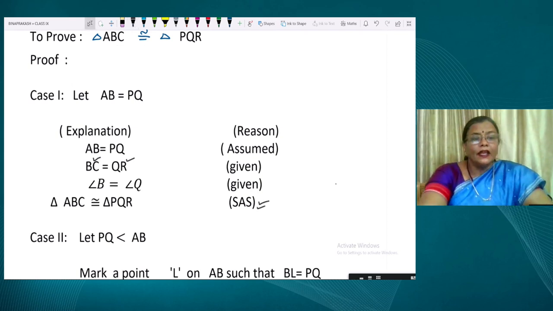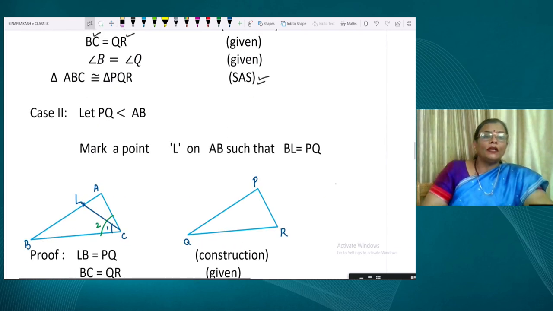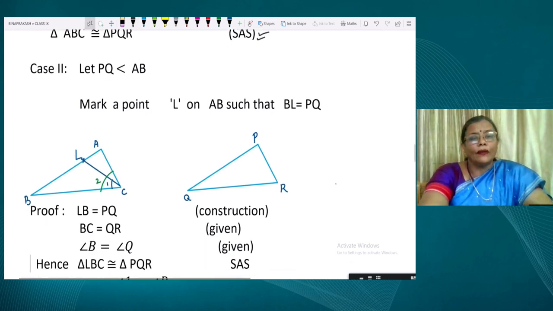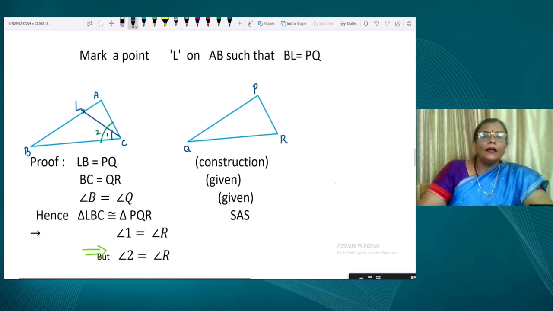Now in case we find that PQ's measure is less than AB, let us assume that the length of PQ is less than AB. Then how do we prove that the triangles are congruent? Now look at this expression. Mark a point L on AB. We have assumed that AB is longer than PQ, so obviously we will mark a point L on AB such that the lengths BL and PQ are equal.